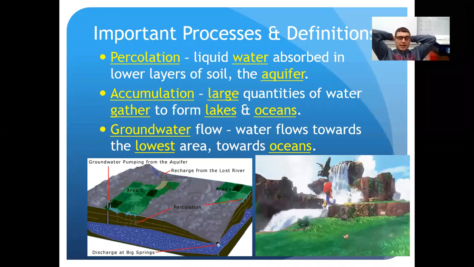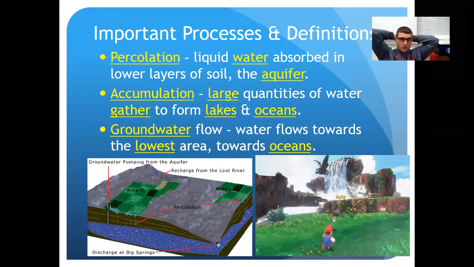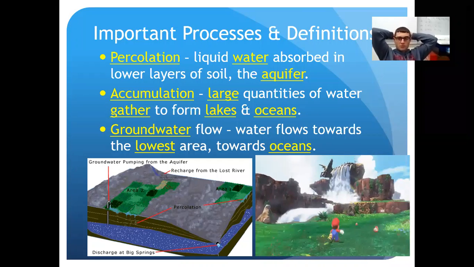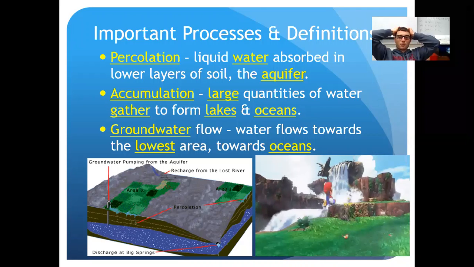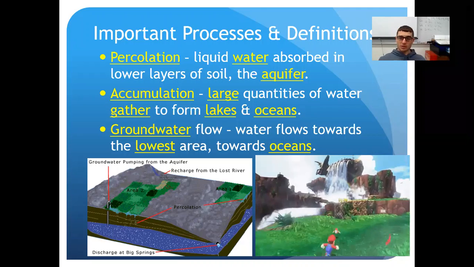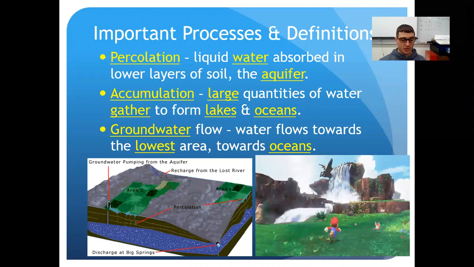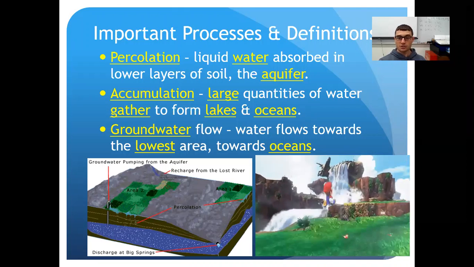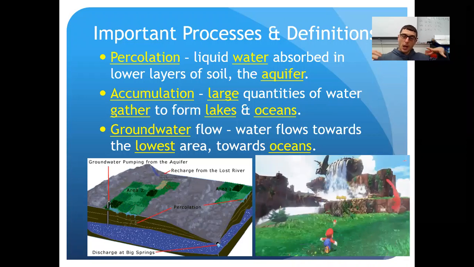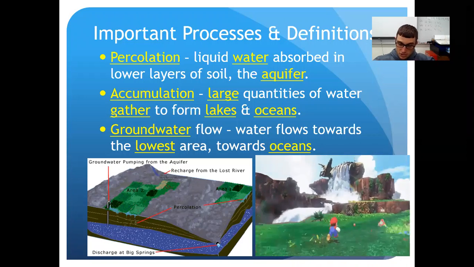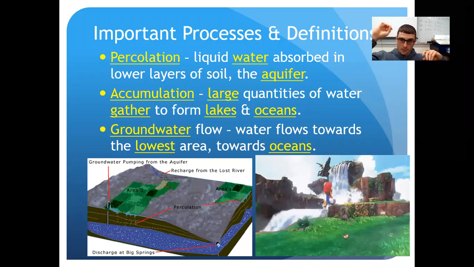That's where the water collects into the lower levels of the soil, which forms an aquifer. Again, that's called percolation. Next, we have accumulation, which is where water collects at the surface, in lakes and ponds and oceans, right? So accumulation is at the surface. Percolation is the lower levels of soil. Keep in mind, infiltration is the upper levels.